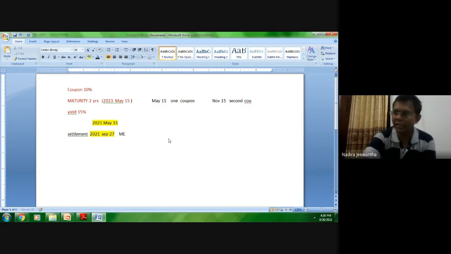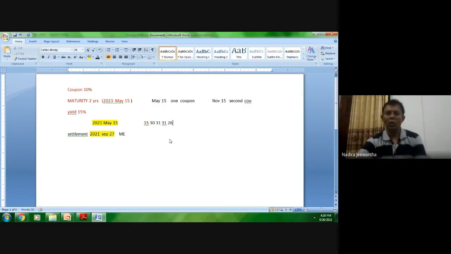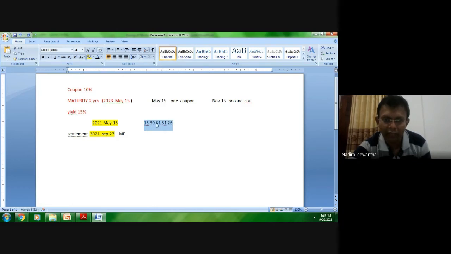For May, how many days? 15 days. Then June has 30 days, July 31 days, August 31 days, and September 26 days. All these numbers of days you add together: 15 plus 30 plus 31 plus 31 plus 26.